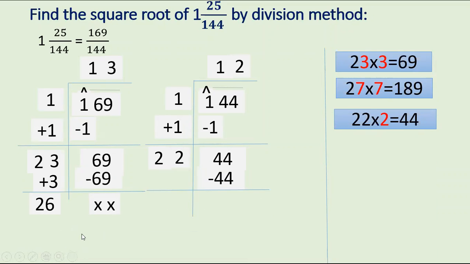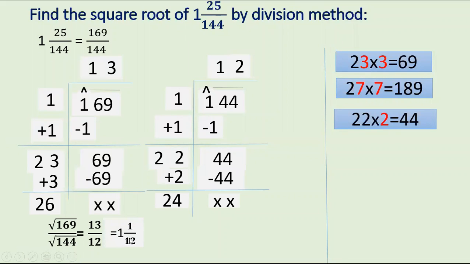The square root of 169 over 144 is equal to, the answer of the numerator is 13 and the answer of the denominator is 12. We get 13 over 12. But here the answer is an improper fraction. We need the answer in a proper or mixed fraction. So the answer can be written as 1 whole number 1 over 12.